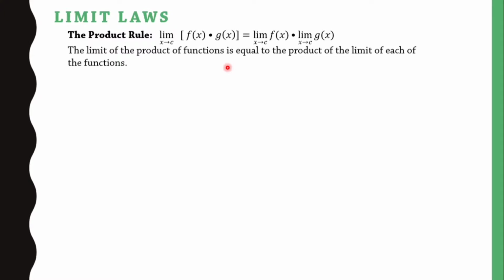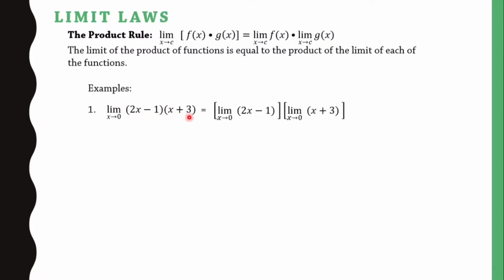To express this clearly, let us have some examples. First, we have the limit of 2x minus 1 times x plus 3 as x approaches 0. Again, we have two factors here, 2x minus 1 and x plus 3. So to get the limit, we will get the limit of each of these factors. So we have the limit of 2x minus 1 as x approaches 0 times the limit of x plus 3 as x approaches 0.